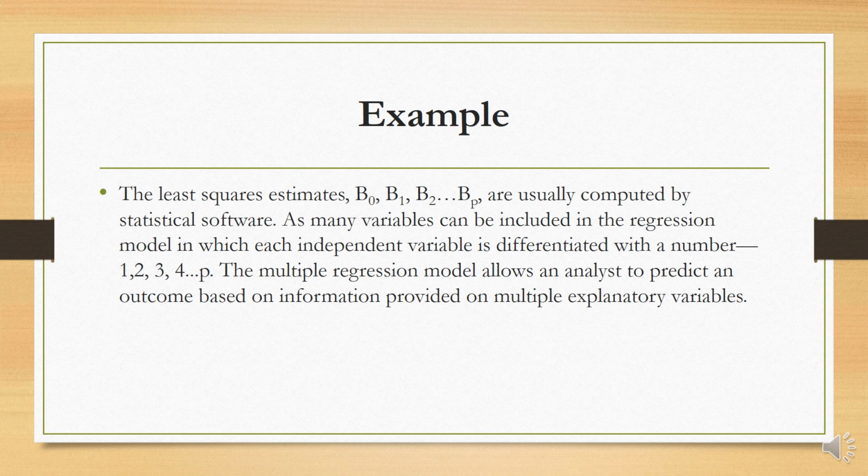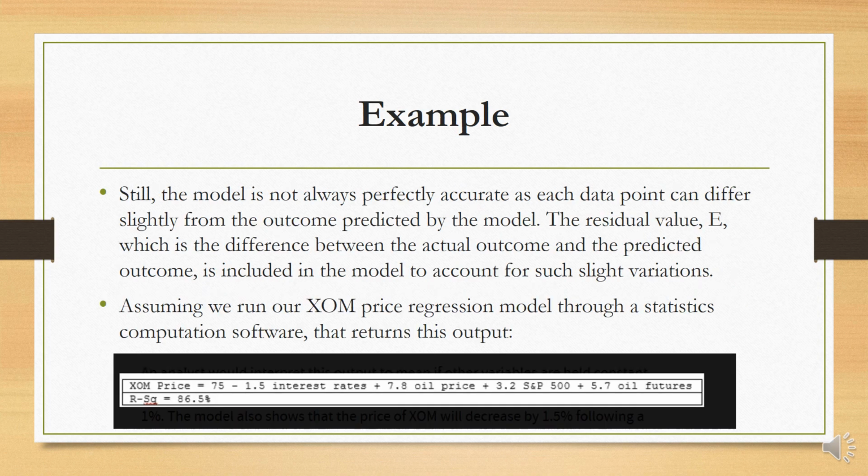The multiple regression model allows an analyst to predict an outcome based on information provided on multiple explanatory variables. Still, the model is not always perfectly accurate, as each data point can differ slightly from the outcome predicted by the model. The residual value epsilon, which is the difference between the actual outcomes and the predicted outcomes, is included in the model to account for such slight variations.